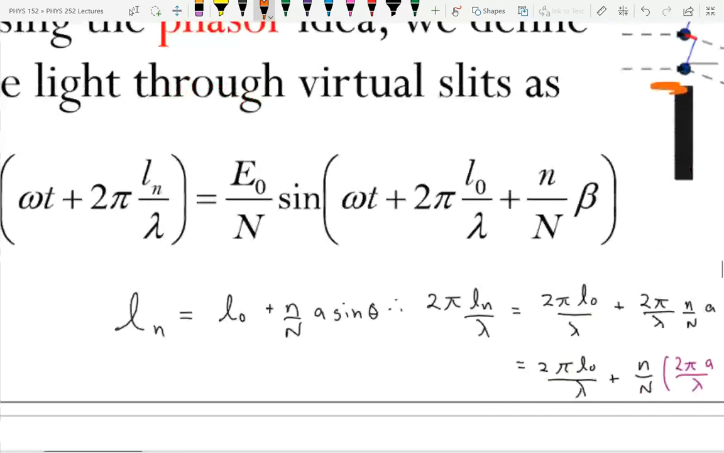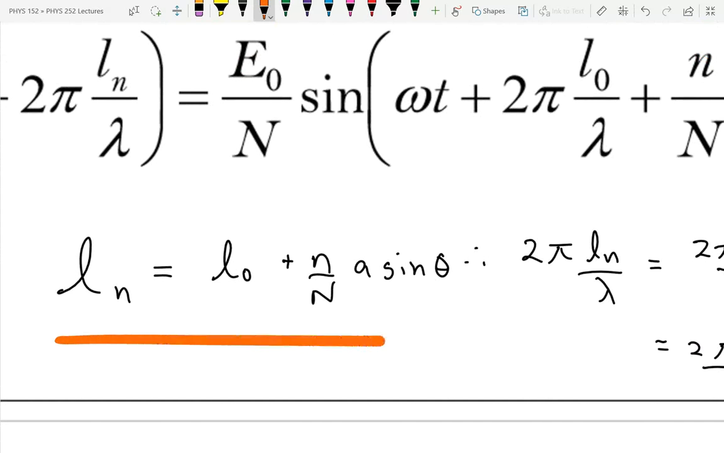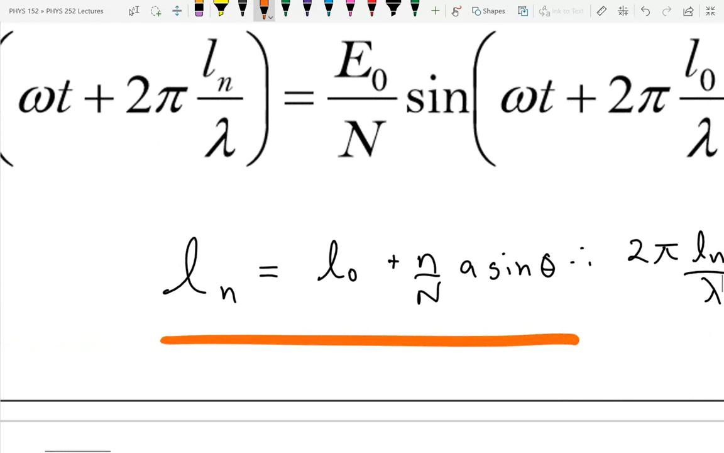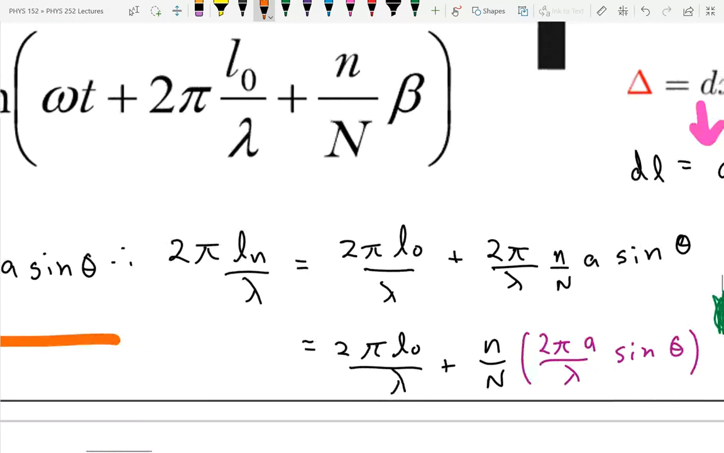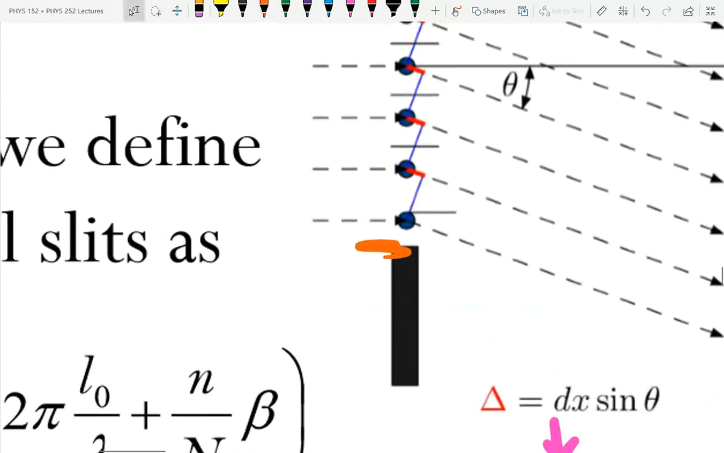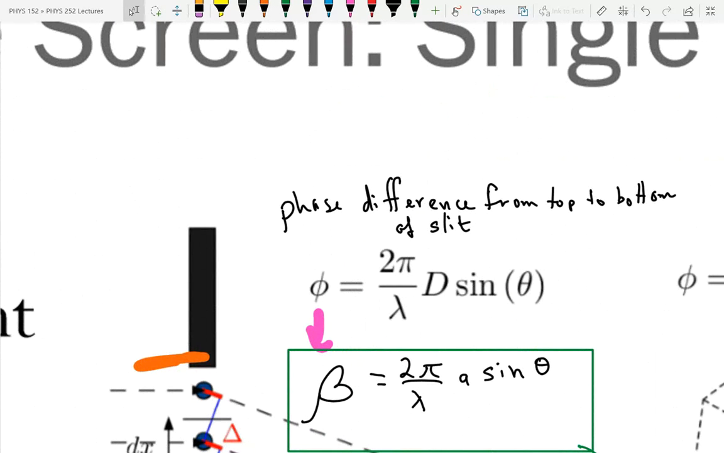So that's what I have right here. That's the path length from the lowercase nth slit from the edge, where L0 is the path length from the edge of the slit. But then using the fact that this has 2 pi times the path length over lambda, I substituted that in. So right here I have the substitution. And then I just rearranged. So in magenta, I have separated out 2 pi over lambda a sine theta, which is the maximum phase difference between the top and bottom of the slit.